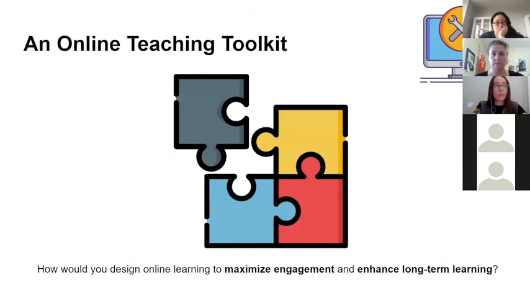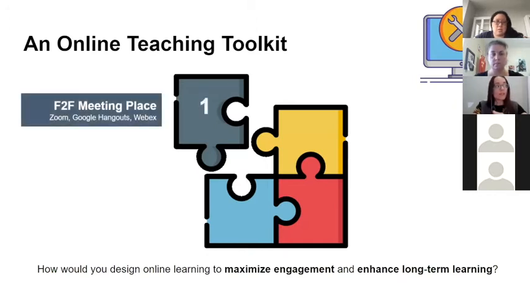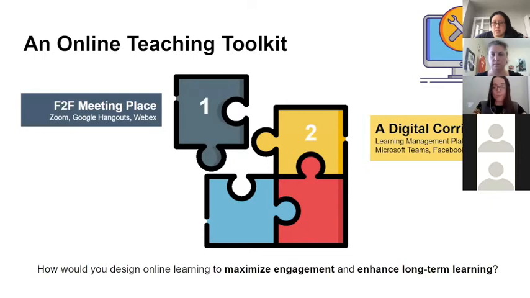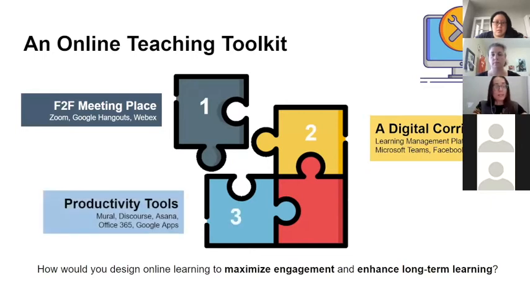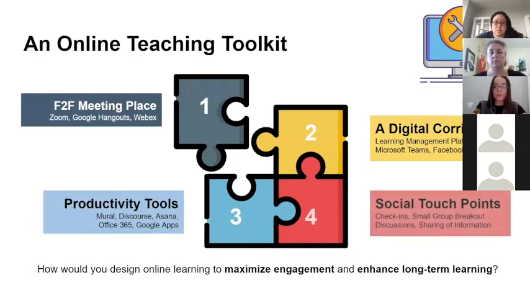Now, to help you with planning your activities, we've actually developed a bit of a toolkit. So it's a 4-piece online teaching toolkit, and it really emphasizes that there are 4 ingredients to consider when online teaching. So the first thing is a bit of a face-to-face meeting place. The second one is a digital corridor. The third piece is productivity tools, and the last piece is the social touch points.